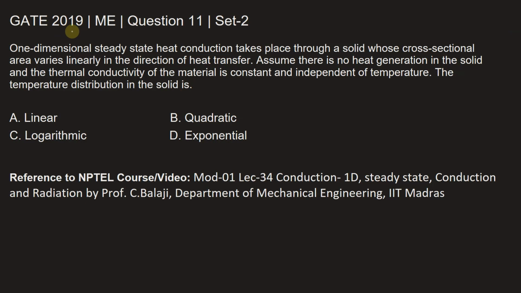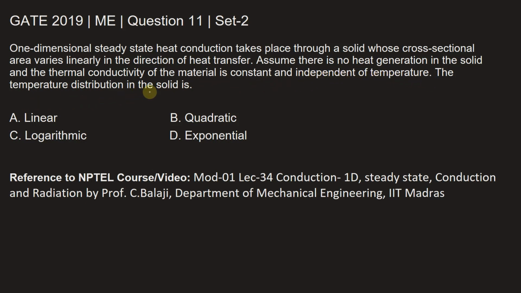This question is from the GATE 2019 Mechanical Engineering paper, set 2. The question is: one-dimensional steady-state heat conduction takes place through a solid whose cross-sectional area varies linearly in the direction of heat transfer. Assume there is no heat generation in the solid, and the thermal conductivity of the material is constant and independent of temperature.